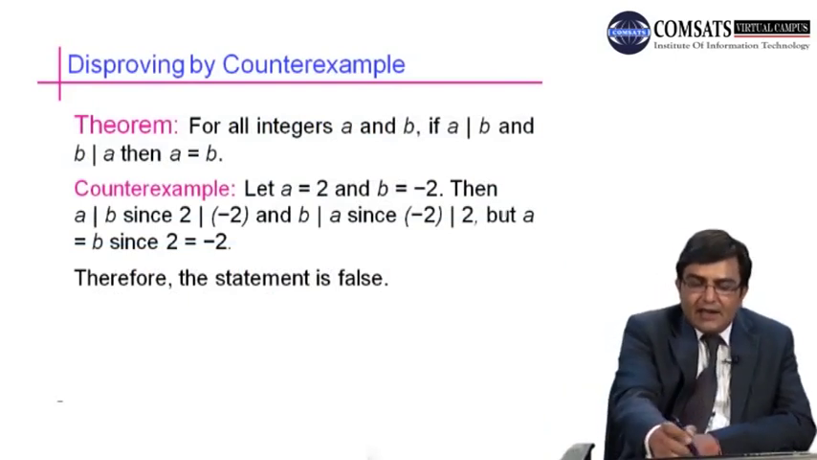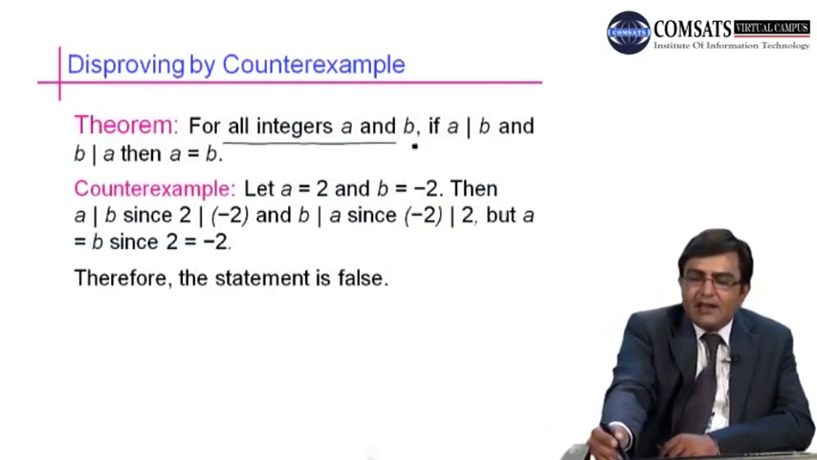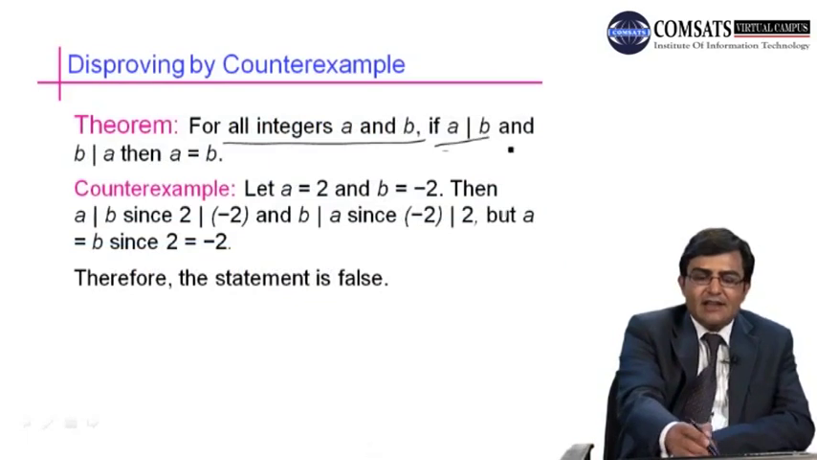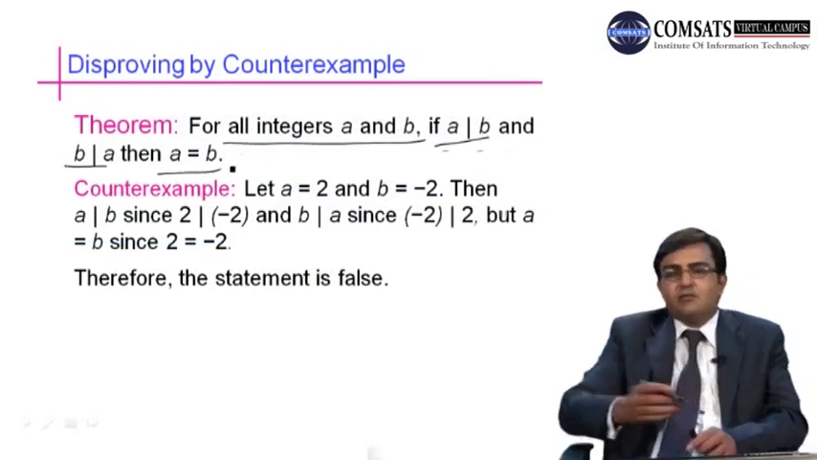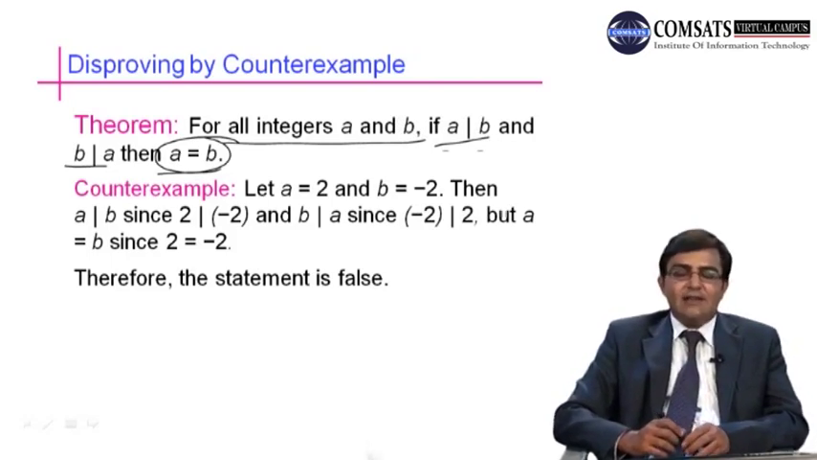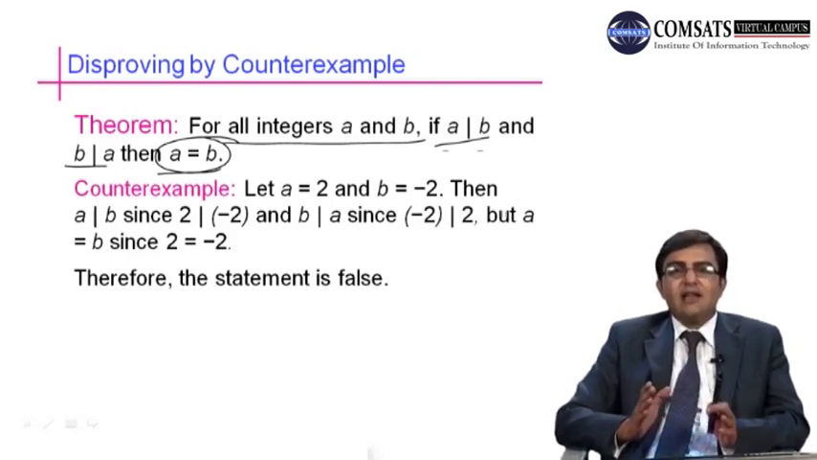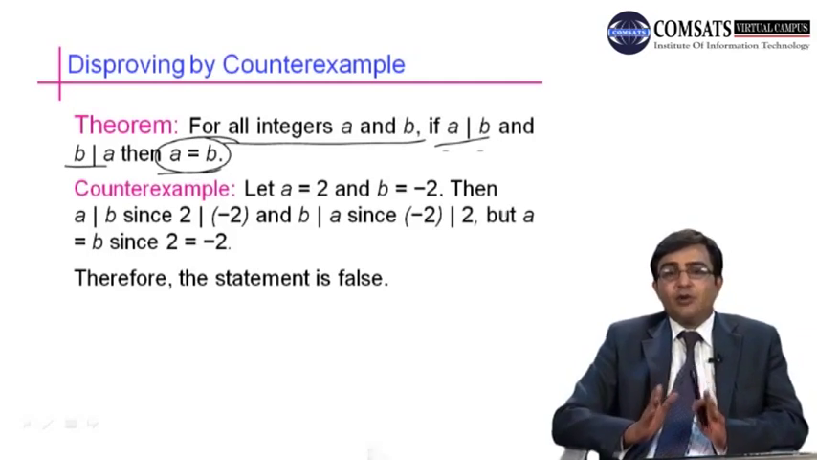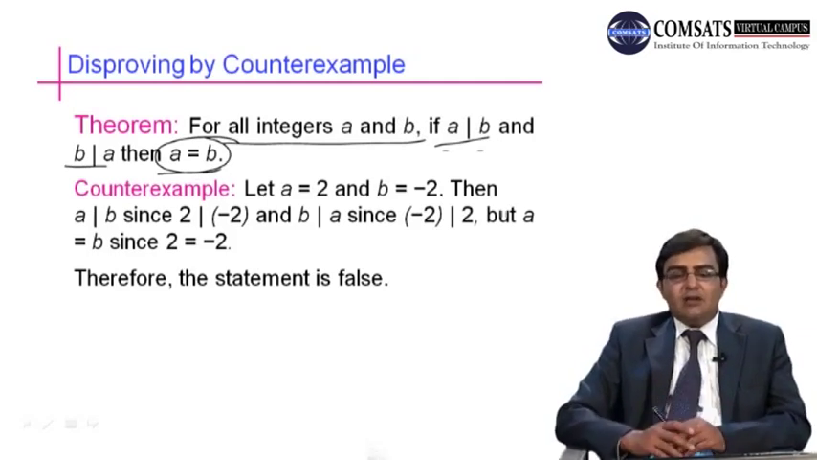For all integers a and b, if a divides b and b divides a, then a is equal to b. So division we have studied in the previous lecture. If a divides b and b divides a, then a is equal to b. So this is a theorem, this is a statement, and we have to prove it. You can try. We are unable to prove this statement by using direct methods of proof.